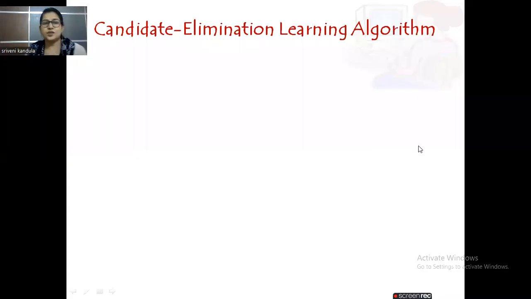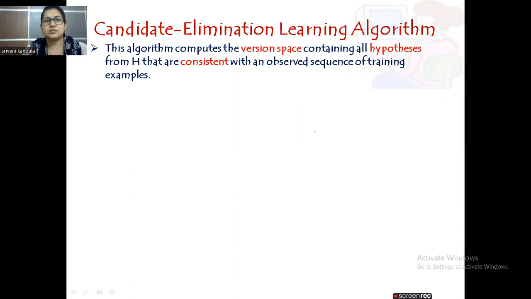Good morning, everyone. In today's session, let us discuss the candidate elimination learning algorithm. This candidate elimination algorithm computes the version space, which is containing all hypotheses from H that are consistent with an observed sequence of training examples. We already know what is meant by a consistent hypothesis.